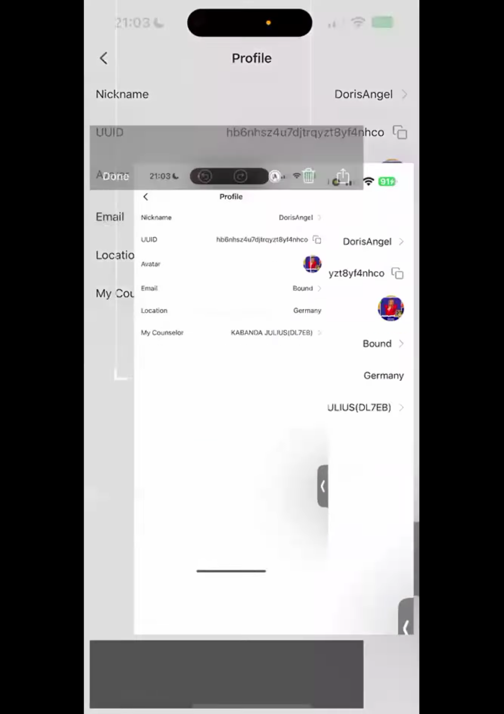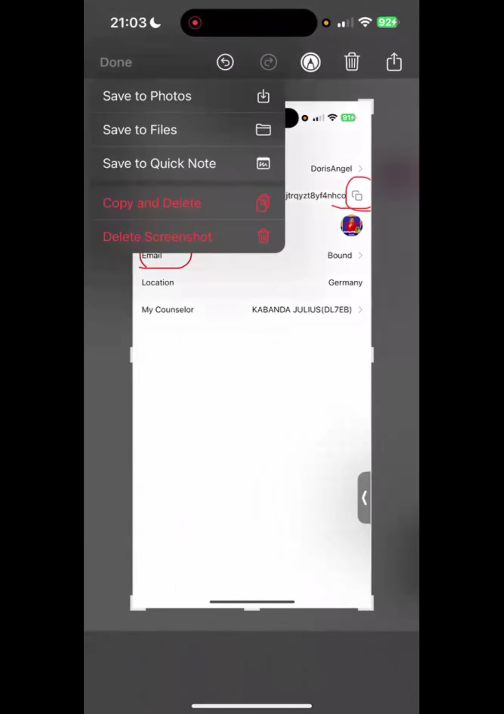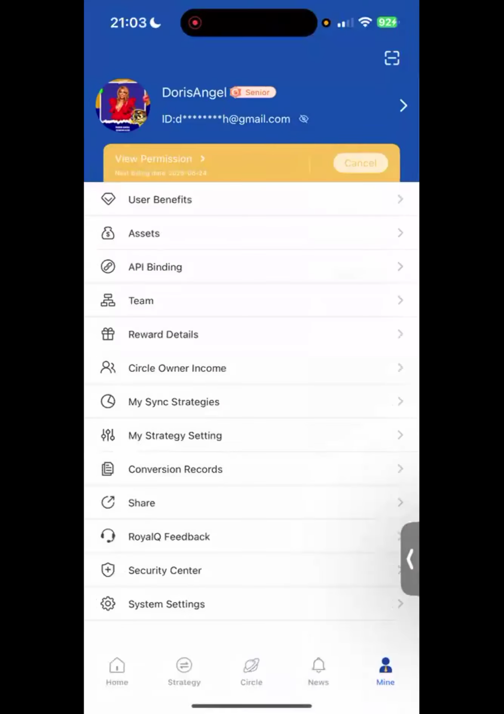Now, UUID, we use this code if you want to do internal transfer, RoyalQ to RoyalQ. You can either use UUID or email in the transactions, okay? So that is it about that aspect.